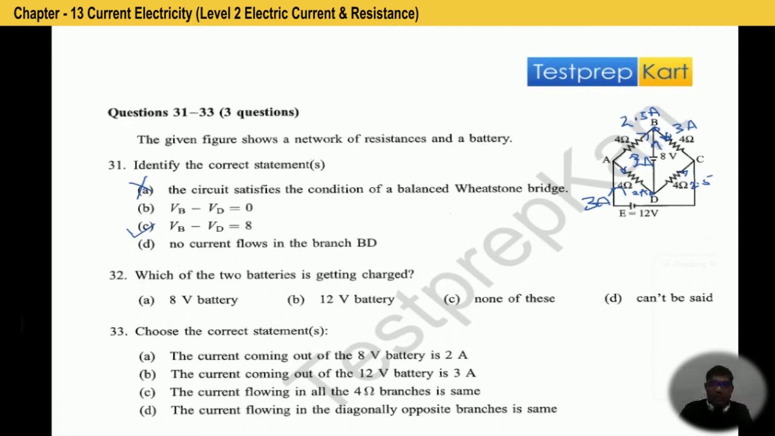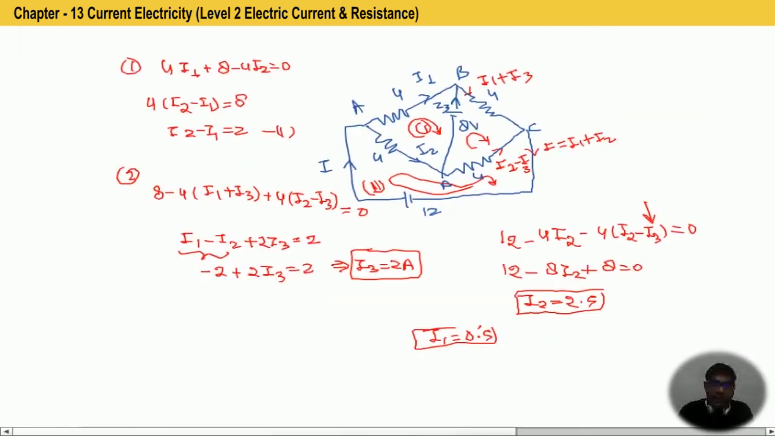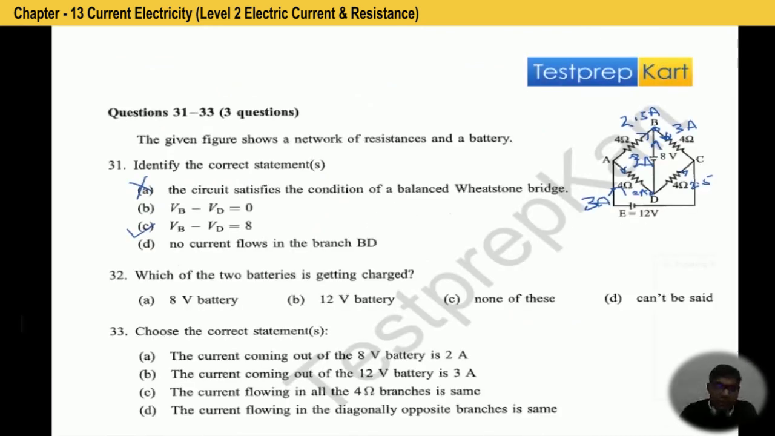I think I am making some mistake. Let me write it again. Current I1 we have got is 0.5, so the current in this branch is 0.5. Current in this branch is 2 ampere. So definitely here we'll get 2.5 ampere. Again, in this branch we already calculated 2.5 and here we get 0.5 ampere. So net current coming from the 12 volt cell is 3 ampere.